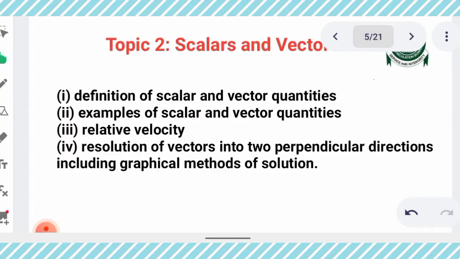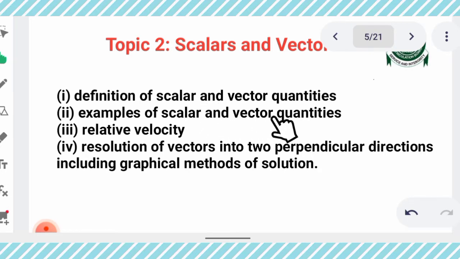Then when we move further, you see topic 2, which is scalars and vectors. Scalar quantities are those quantities that have magnitude but no specified direction. Vector quantities are those quantities that have both magnitude and direction. They say we should give examples of scalars and examples of vectors. Examples of scalars are length, mass, and time.